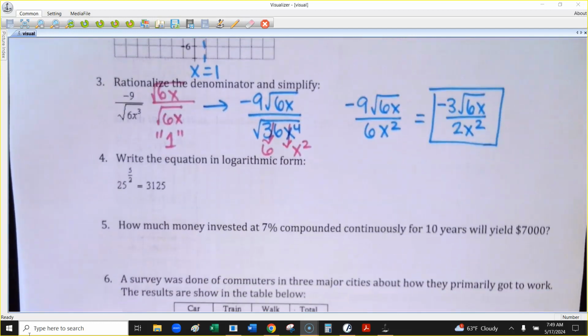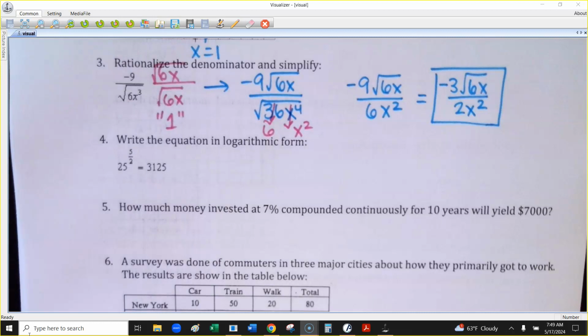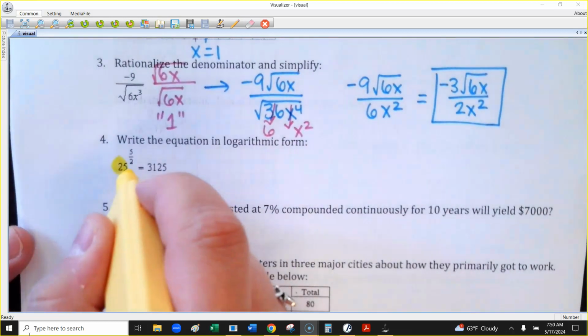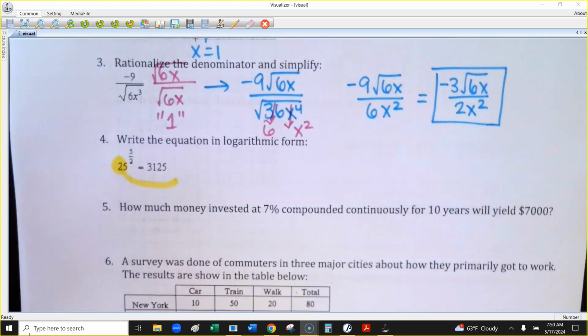Okay, now number 4, this is an exponential equation, right? This is a true statement. It just asks us to write it in log form. So all that means is we're going to introduce a log. So if you guys remember, we're just going to take the base of our exponent. I'm going to drag this over to the other side. That becomes the base of the log.